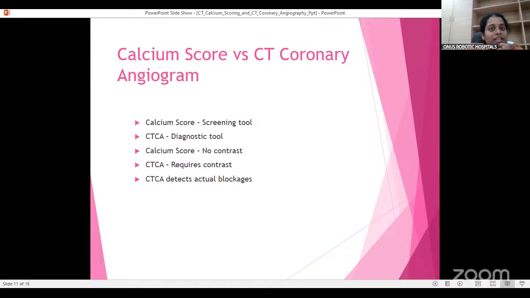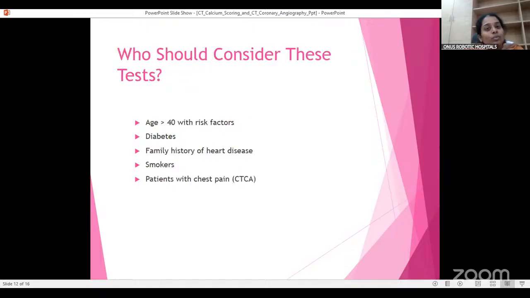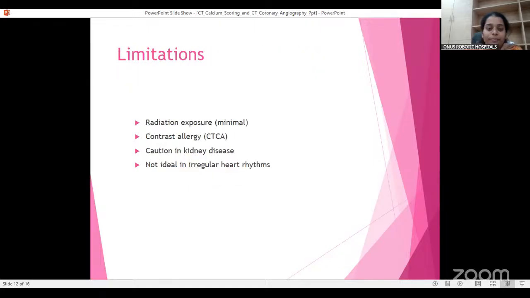So we can use the CT calcium score and the CT coronary angiography as a screening tool instead of the conventional invasive method for low-risk and intermediate-risk coronary patients. We suggest calcium scoring and CT coronary angiography when age is more than 40. Usually below 40 we don't prefer CT calcium scoring because there are no calcium plaques to detect. Also for patients with risk factors like diabetes, family history, smoking, or chest pain that is atypical.